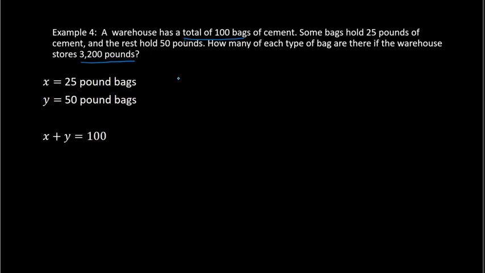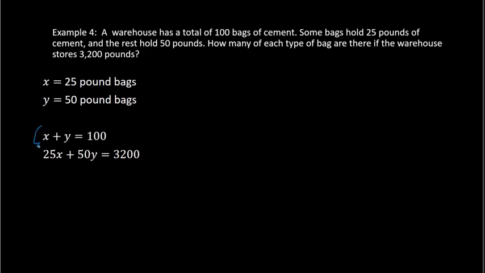The second equation has to do with the weight. With the 25-pound bags, we take 25 pounds times the number of bags, so 25 times x. If there's one bag, it's 25 times 1, or 25 pounds. If there's 10 bags, it's 25 times 10, or 250 pounds. For the 50-pound bags, we do the same thing, but we take 50 times y. And if I add those two weights together, that total is going to equal 3,200. So my second equation is 25x plus 50y equals 3,200.